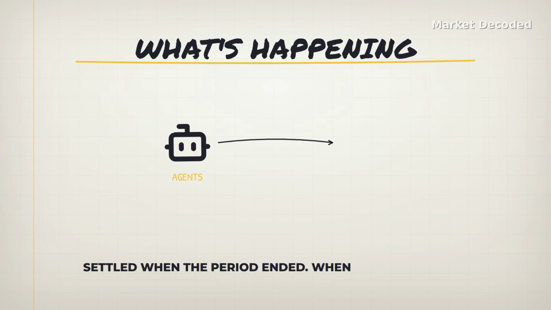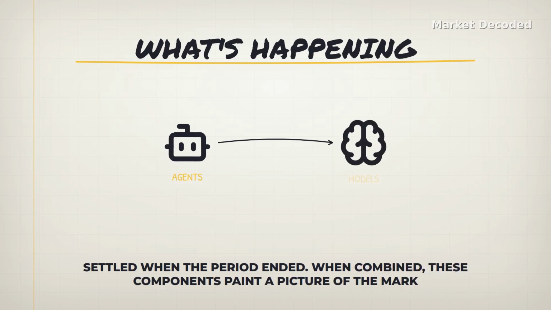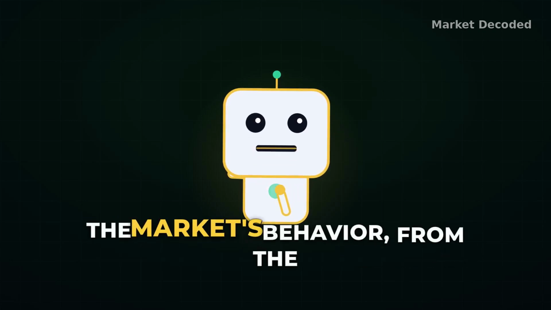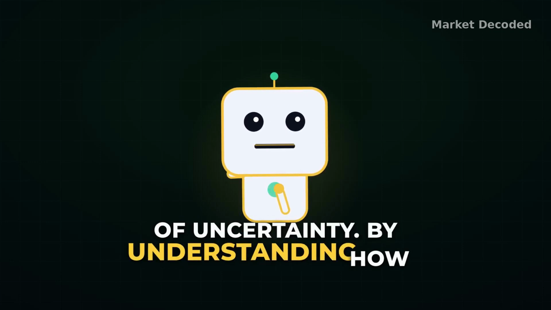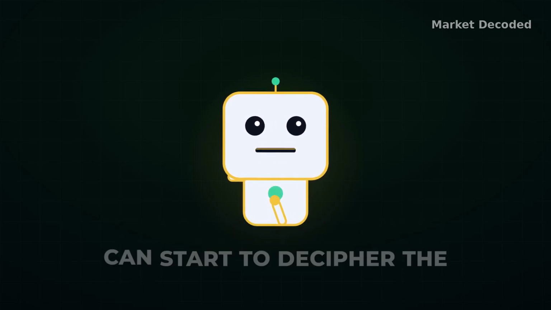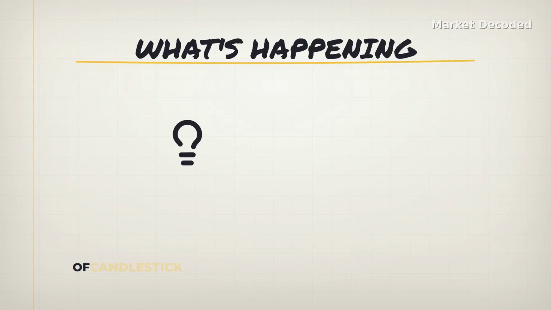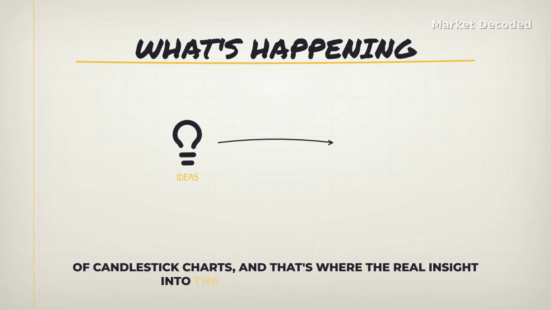When combined, these components paint a picture of the market sentiment over a given period. And here's the surprising part. Each component reveals a different aspect of the market's behavior, from the overall direction to the level of uncertainty. By understanding how these components work together, we can start to decipher the language of candlestick charts. And that's where the real insight into the market begins.